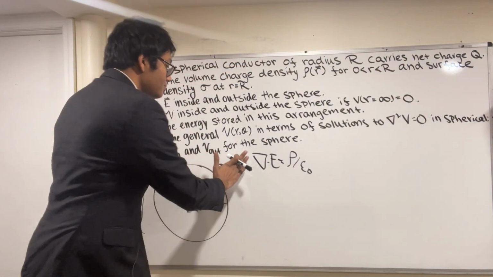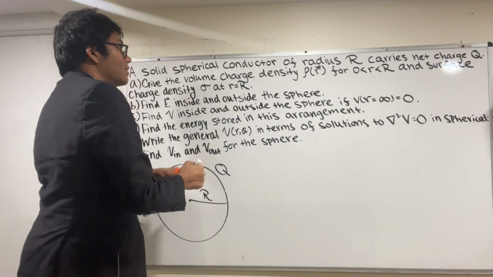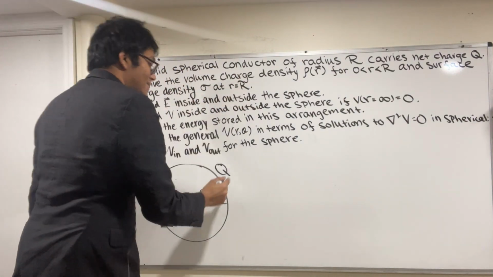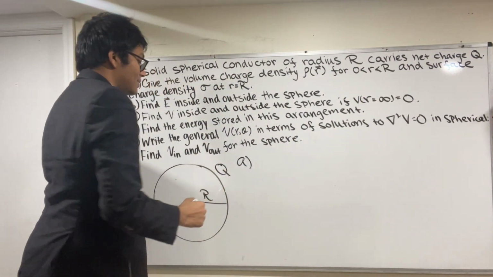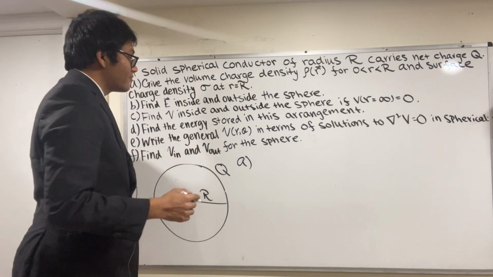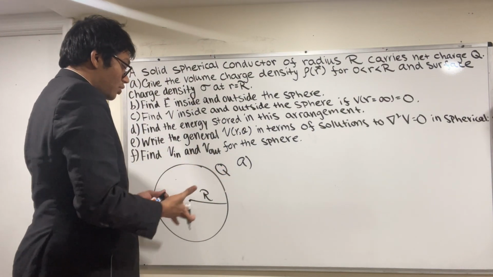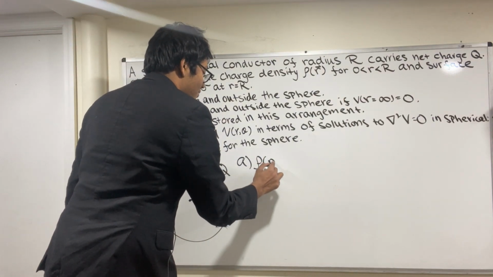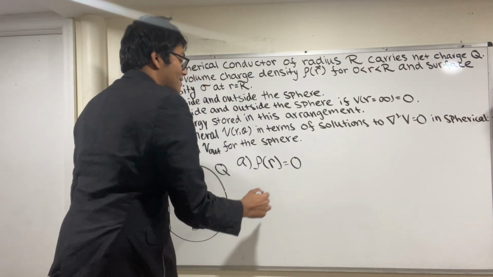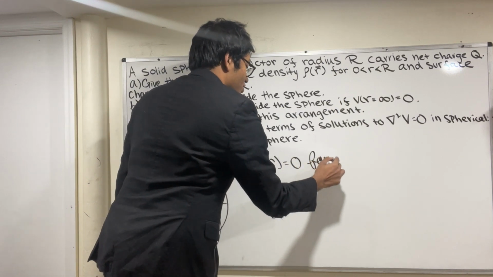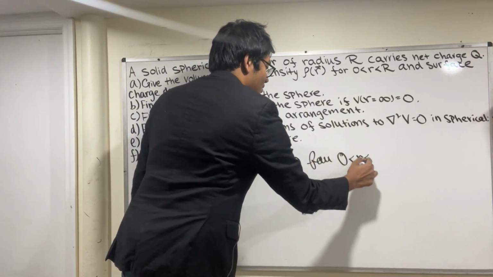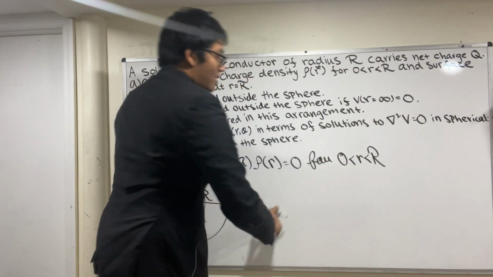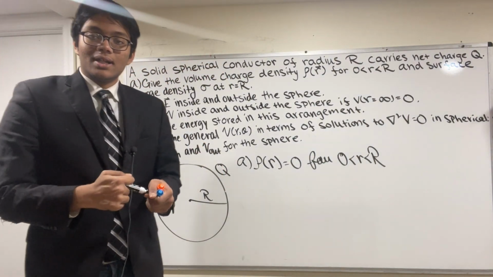So, what is the answer to part 1? What is the volume charge density inside this charged sphere? Well, it's almost like a charged spherical shell, because there is no volume charge density, because there are no charges inside the spherical shell, because it's a conductor, right? In a conductor, there can be no charges inside.